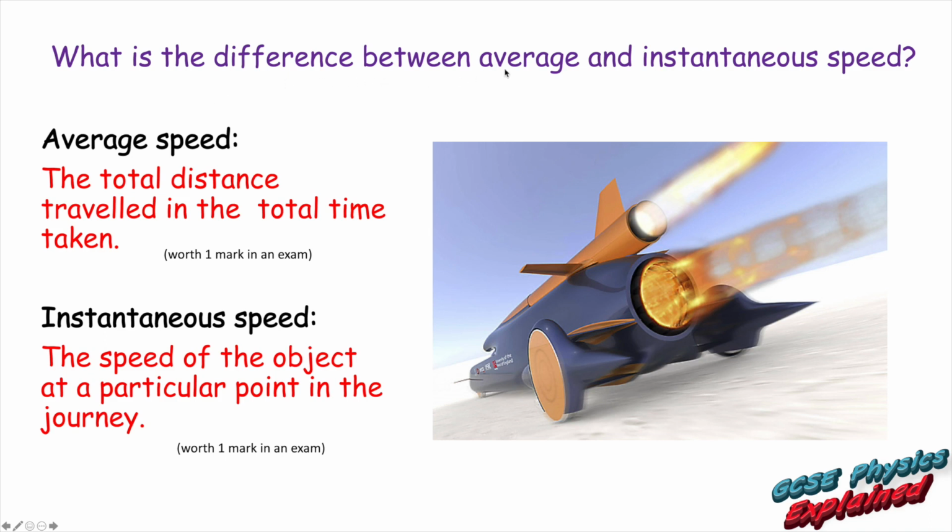Right, what's the difference between average and instantaneous speed? Average speed, for 1 mark in an exam, you say it's the total distance travelled in the total time taken. And instantaneous speed is the speed of the object at a particular point or at a particular instant in a journey. So 1 mark for that.